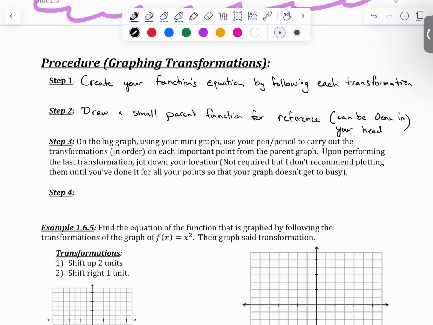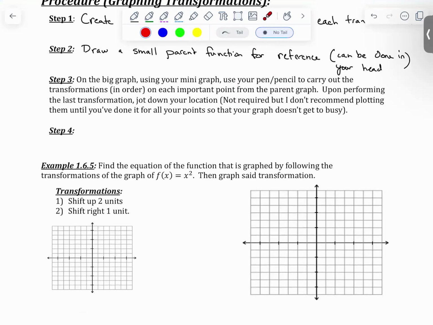Then on the big graph, the actual problem at hand, using your mini graph, you're going to use your pen or pencil to carry out the transformations in the order given on each important point of the parent graph, and upon performing the last transformation, jot down the location. I recommend jotting it down and not plotting it until you've got all your points, because otherwise things can get really, really messy very quickly. It's not required, but I do recommend it. And last but not least, once you've jotted down those points, plot the points, and graph.